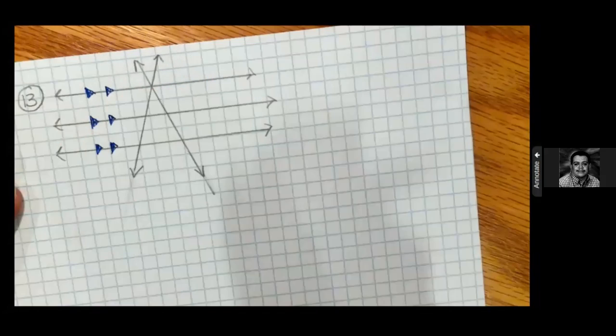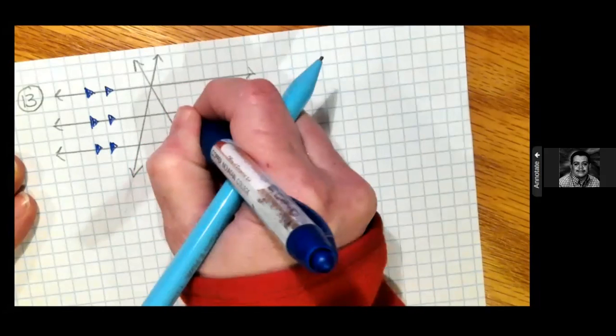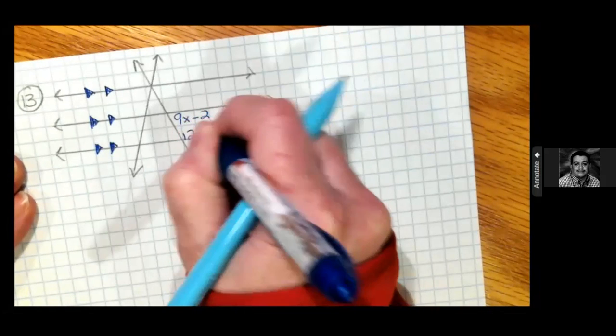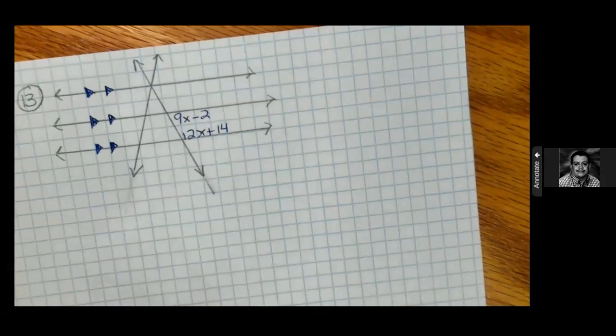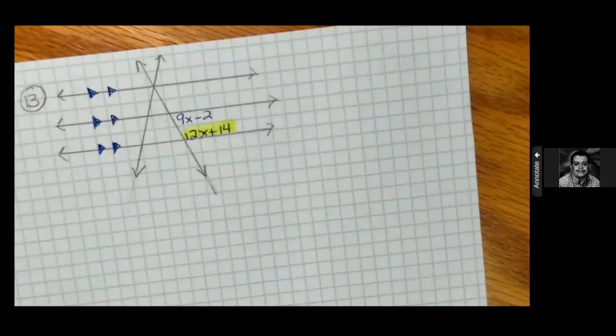So that tells us they're parallel. That's huge. And then we have 9x minus 2 and 12x plus 14. And it said to solve for the one in bold, which is this one. Okay, so we're solving for that one.